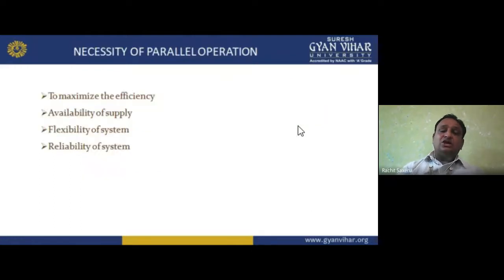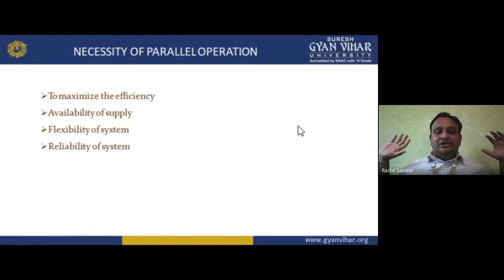Now, necessity of parallel operation. Why am I doing so, my dear? First, to maximize the efficiency. Now I have one transformer, and efficiency is low, so we can increase the efficiency by using what? We can maximize the efficiency by using two transformers connected in parallel. If you use transformers connected in parallel, it increases and maximizes the efficiency. Next, availability of supply, always availability.